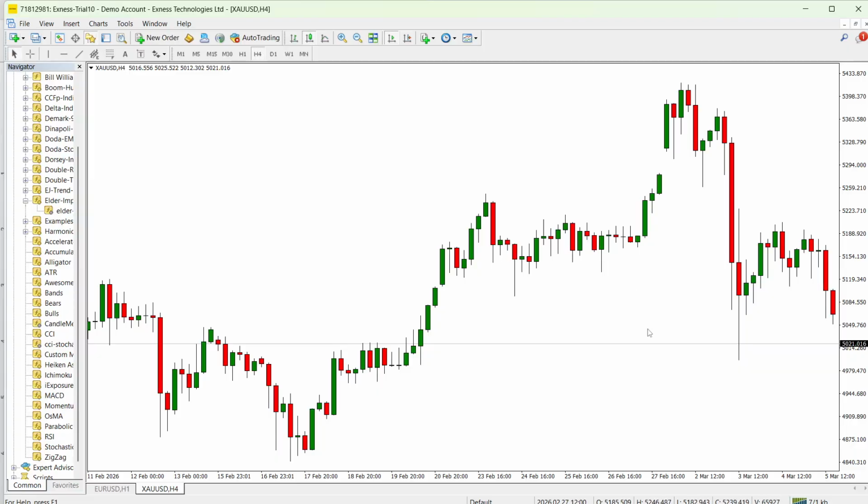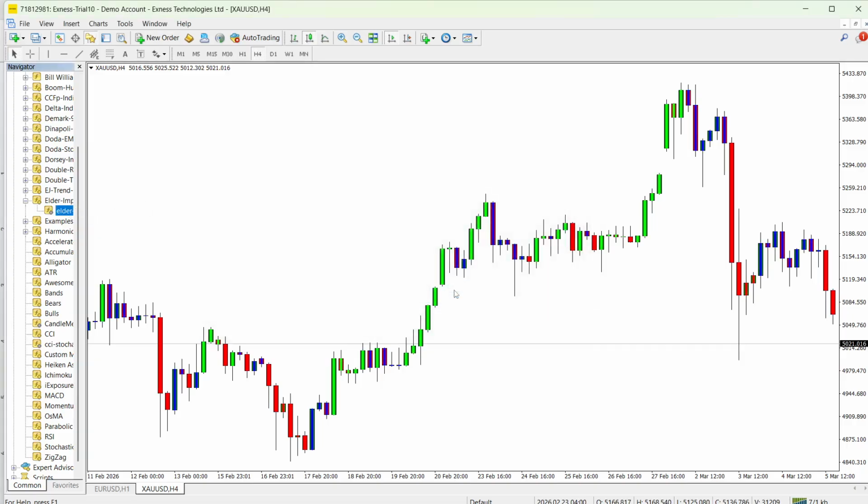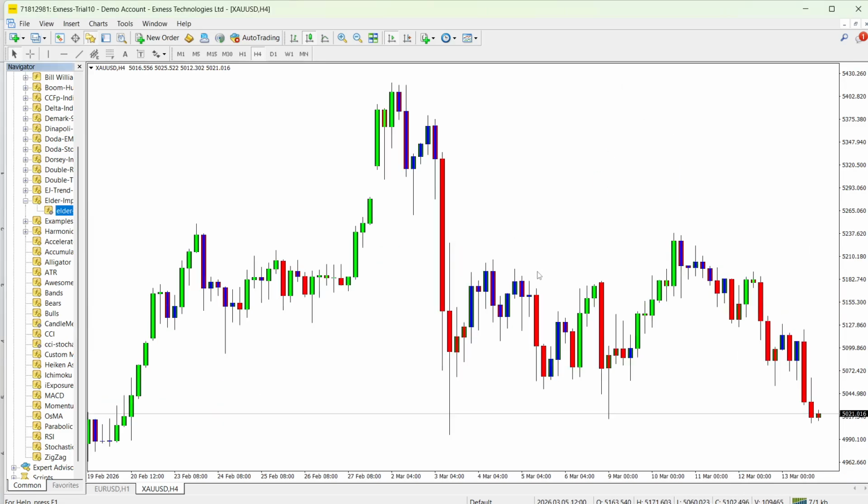At this point, I'll load the indicator on the chart so you can see how it looks in real time. Remember to allow DLL imports, and here we have it. On the chart, this indicator replaces the standard candlestick colors with a three-color system.